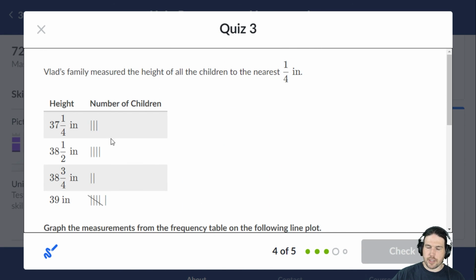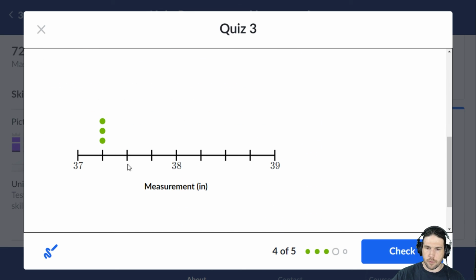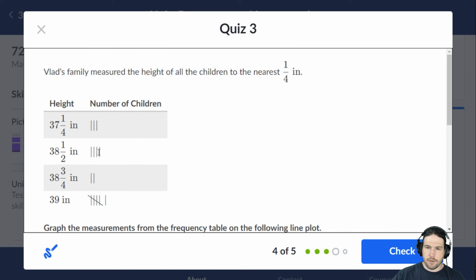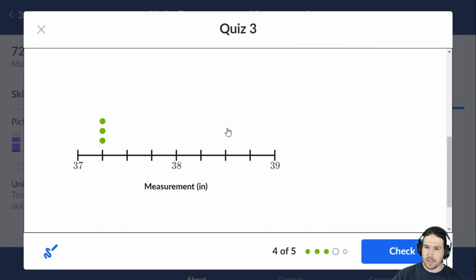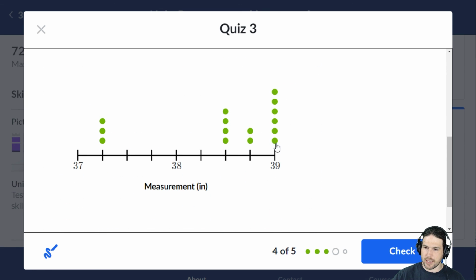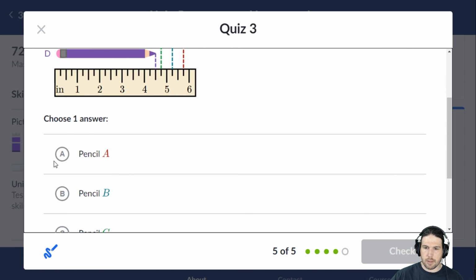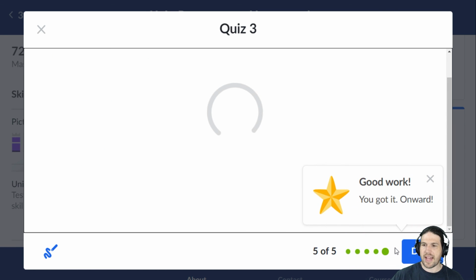Again, we're just transcribing. 37 1/4 should be a 3. 37 1/4 should be a 3. 38 1/2 is 4. 38 3/4 is 2. And then 39 is 6. 1, 3, 4, 5, 6. Almost done. 5 3/4 inches looks like the red one to me. Pencil A. That's quiz 3.